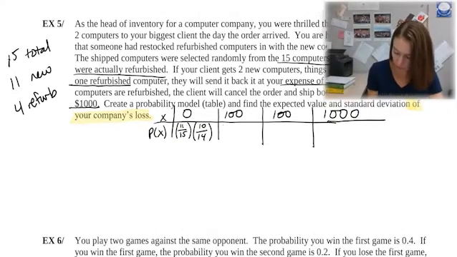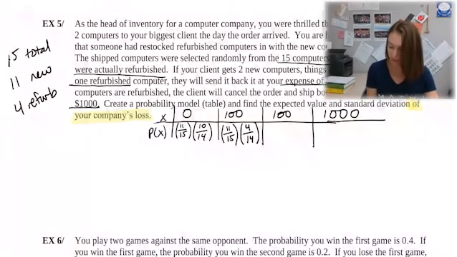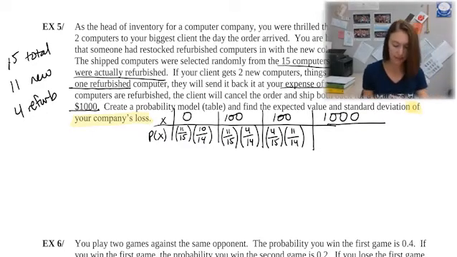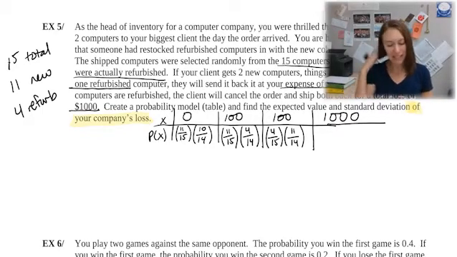So if the first one was new, 11 out of 15, and the second one was refurbished, 4 out of 14, that's going to give me the probability of the first one being new and the second being refurbished. If the first one was refurbished, 4 out of 15, and the second one was new, 11 out of 14, we get that second one. Now, if we think about how we multiply fractions, those are the same. So you could have just taken that probability and multiplied it by 2, but I'm going to write it out just so we can see that difference.